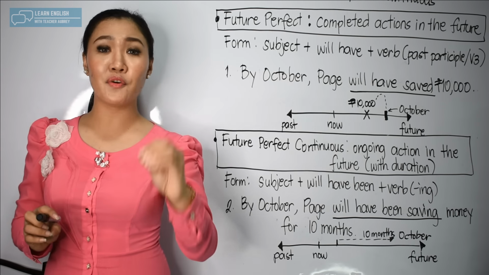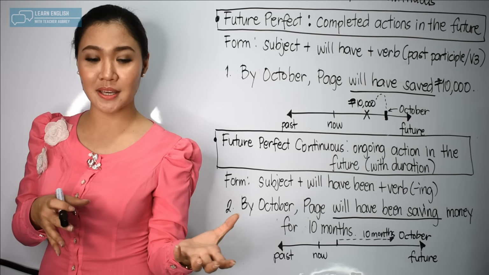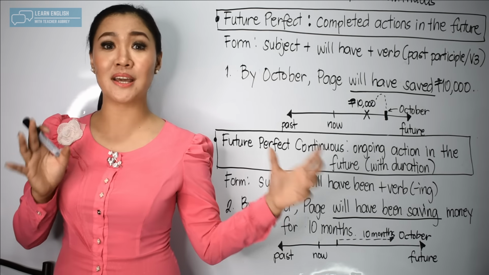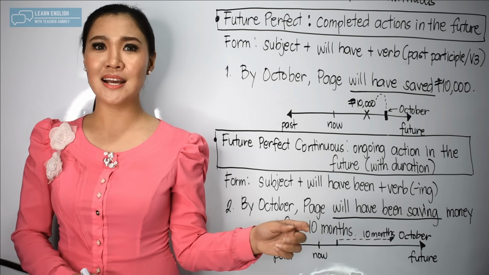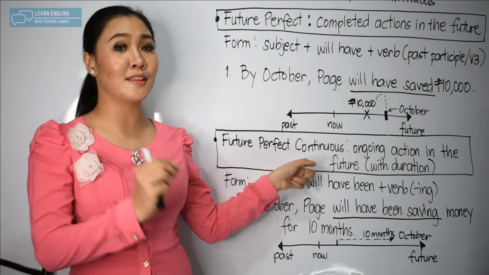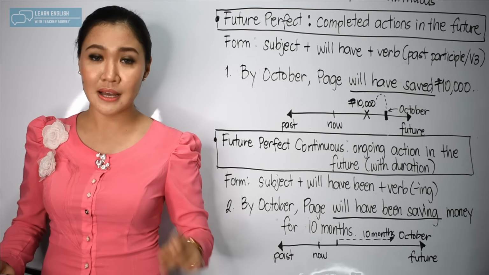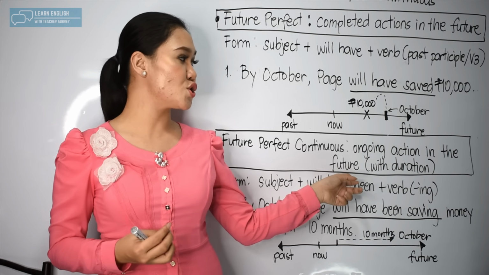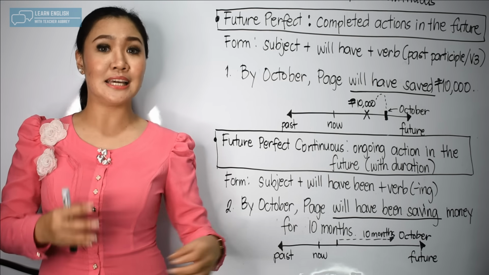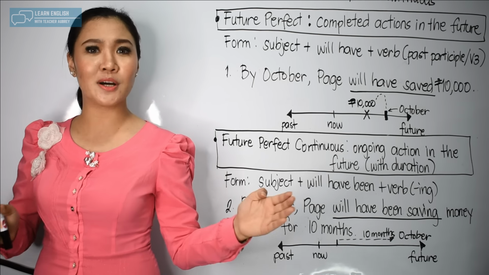In the first sentence, nag-focus tayo dun sa amount ng pera na maiipon ni Paige pagsapit ng October. Okay? Pero kung gusto niyo naman nang mag-focus doon sa kung gaano katagal niyang gagawin yung pag-iipon na matatapos by October, hindi na future perfect ang gagamitin. For that, ang gagamitin na natin ay future perfect continuous. Okay? Ang future perfect continuous ay tinatawag rin future perfect progressive. Ginagamit siya for ongoing action in the future with duration o ginagamit para sa mga nagpapatuloy na kilos sa hinaharap na mayroong tiyak na timeline o duration kung gaano katagal siya ginagawa.